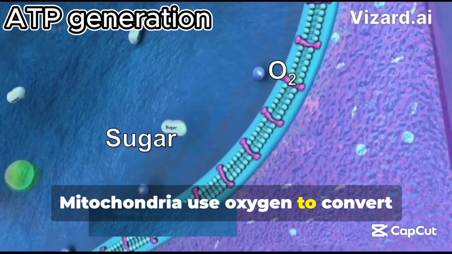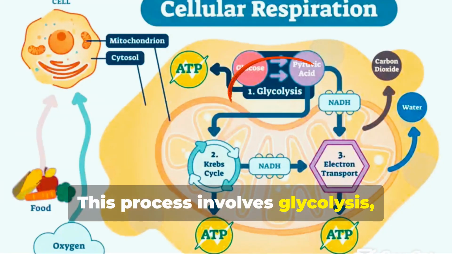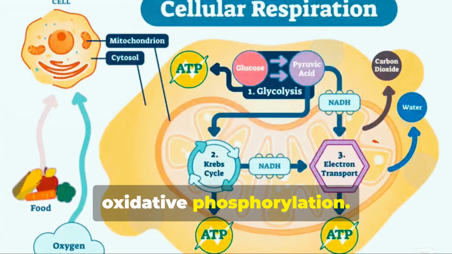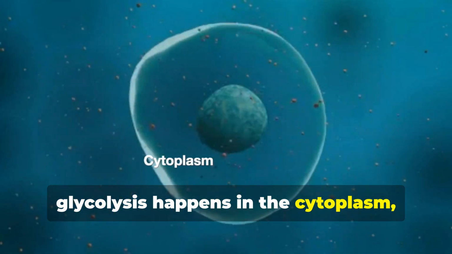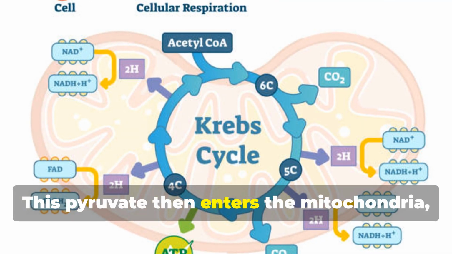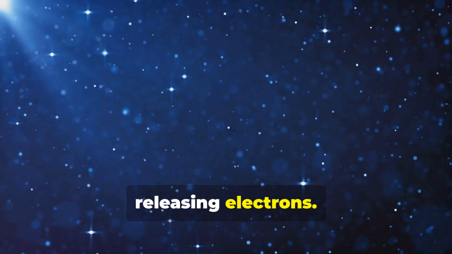Mitochondria use oxygen to convert glucose and other nutrients into ATP. This process involves glycolysis, the Krebs cycle, and the electron transport chain, or oxidative phosphorylation. Let's understand it step by step first. Glycolysis happens in the cytoplasm, breaking down glucose into pyruvate. This pyruvate then enters the mitochondria, where the Krebs cycle kicks in.